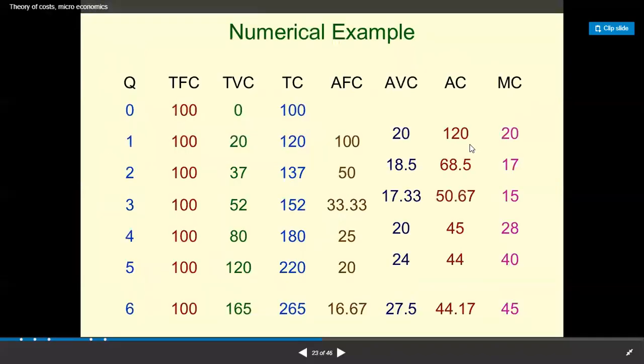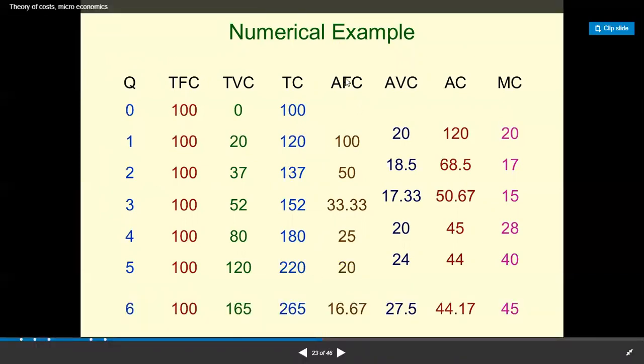So we will see this numerical figure. Here the quantity is 0, 1, 2, 3, 4, 5, 6. Total fixed cost, whether production is happening or not, is 100. So TC is equal to 100. When production starts, the total fixed cost is 100, variable cost increases, so TC is 120. When two units of output are there, total fixed cost is 100, but total variable cost increases, so we add 100 plus 37 and we get 137. TC, total cost.